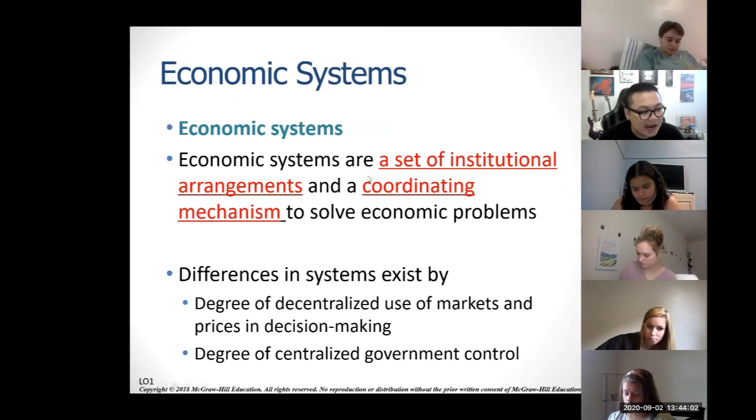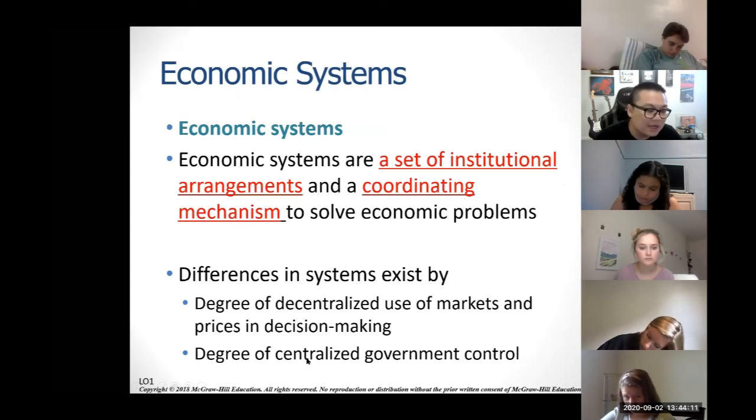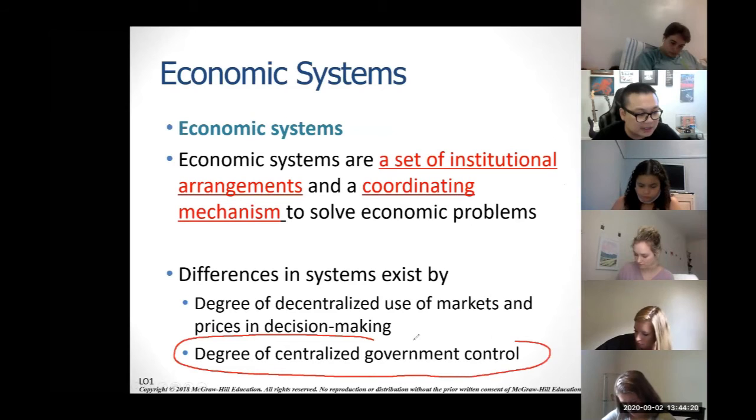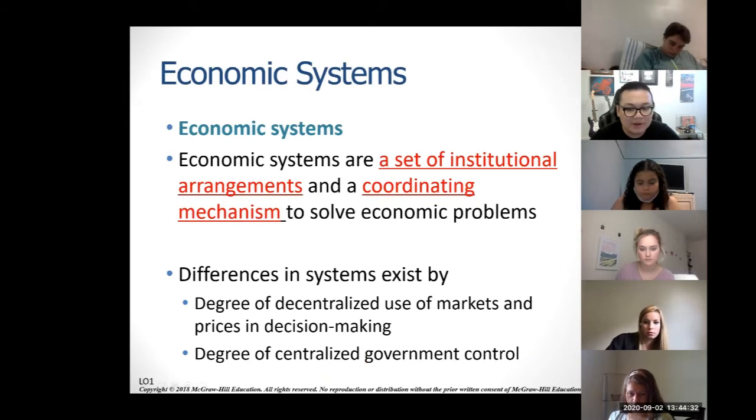There are different types of economic systems. They exist because of the degree of decentralization in using the market and price in decision making, and the degree of decentralization of government control. The major thing that actually determines the economic system is the degree of government control. We're going to talk about why government control is the key thing that tells whether there are different economic systems. So we're going to talk about 3 very important economic systems.